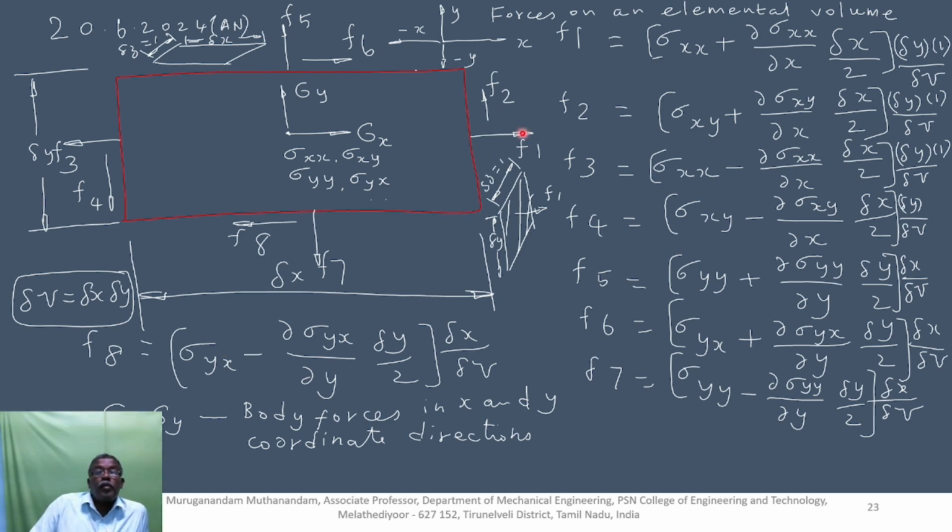The forces on the east side and north side are given a plus sign. The forces on the west side and the south side are given a minus sign, because with respect to the state of the stress at the point P, which is at the center of the control volume, these F3, F4, F8, F7 forces are acting at points which are to the left side. Hence, they are given a minus sign. Gx and Gy are the body forces in the x and y directions respectively.